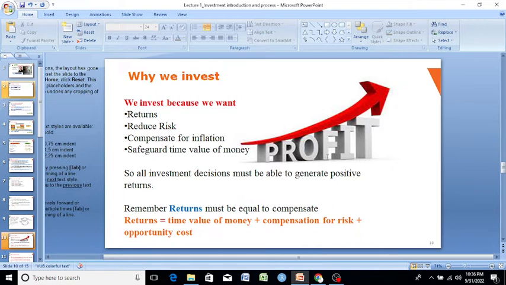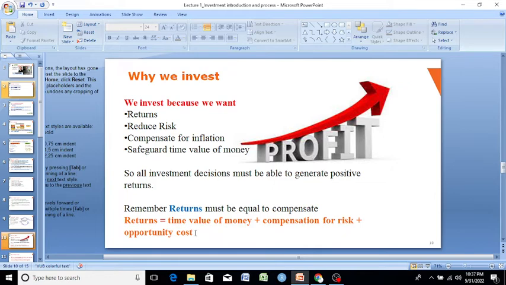But first, let's discuss why we invest. We have already discussed some topics related to this issue in previous slides, but let's further elaborate the decision of investment. We invest because we want returns, and it also helps to reduce our risk. Investment is also helpful in compensating for the inflation rate. Investment also helps to safeguard the time value of money. So all investment decisions must be able to generate positive returns. Remember, returns must be enough to compensate for the time value of money, risk and opportunity cost.